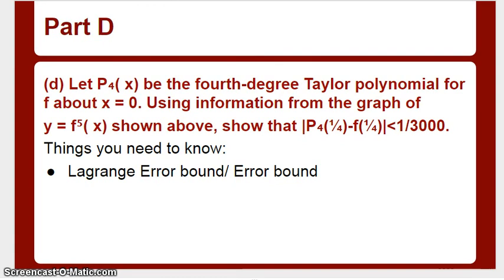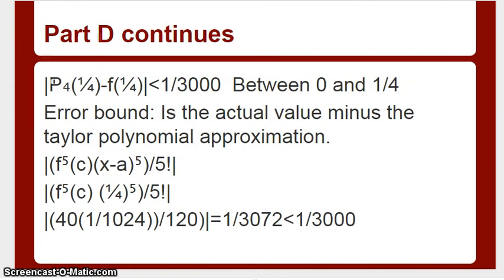Now, part D asks: let P sub 4 of x be the fourth degree Taylor polynomial for f about x equals 0. Using information from the graph of the fifth derivative of f shown above in previous slides, show that the absolute value of P sub 4 of 1/4 minus f of 1/4 is less than 1 over 3,000. Now, some things that you might need to know for part D are the Lagrange error bound and error bound in general. Okay, so let's look at what is stated and let's break it down.